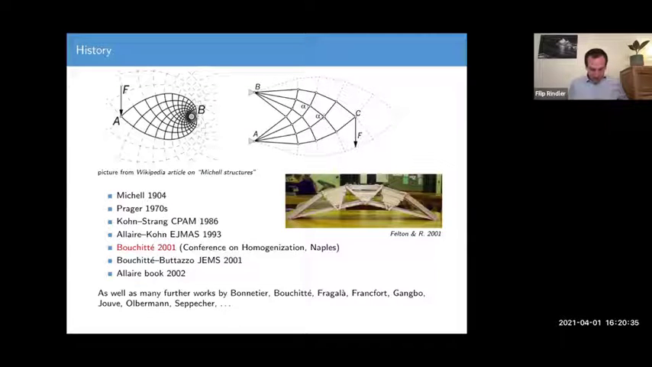Yeah, and then there has been a lot of work on this. I mean, there's a lot of people who've worked on this over the last couple of decades. So I want to mention Bonnetier, Bouchité, Fragala, Frankfurt, Gangbo, Jouve, Olbermann, and Sepesha. So there's a big body of work on it. But all those results, they don't enforce the mass constraint strictly. They basically take an additional penalization term in the mass and then work with some sort of Lagrange multiplier theory. So, in fact, what we do is consider the problem where the amount of mass is given, fixed epsilon, and that will be a bit different.